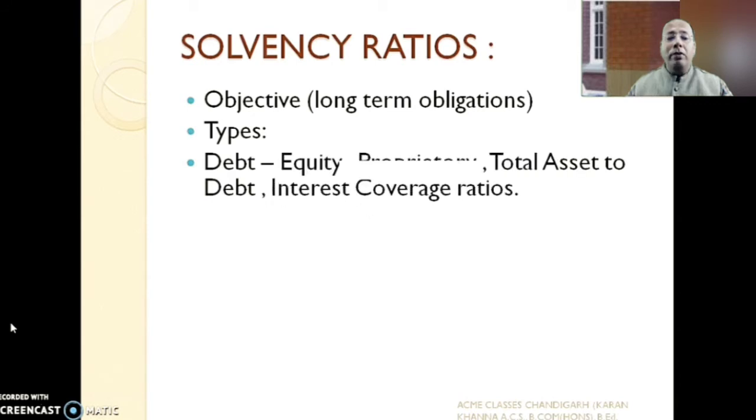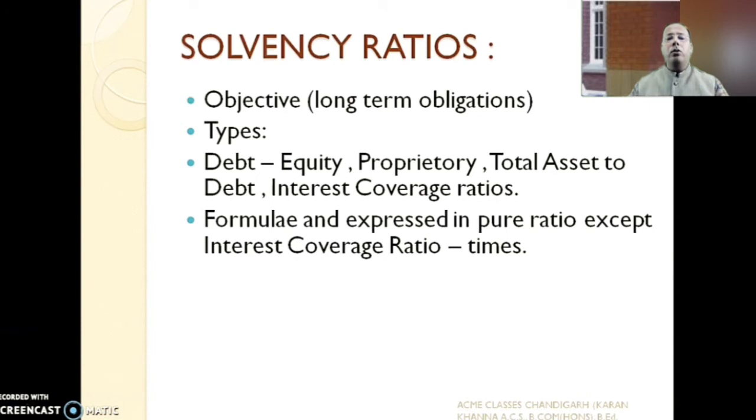The types of solvency ratios are debt equity ratio, proprietary ratio, total asset to debt ratio, and interest coverage ratio. You need to know the formula of each and every one of these ratios, and they are expressed in pure ratio form, that is 2:1, 3:1, 4:1, and so on and so forth, except for interest coverage ratio, which is expressed in times. 3 times, 2 times, 1 time, and so on and so forth.